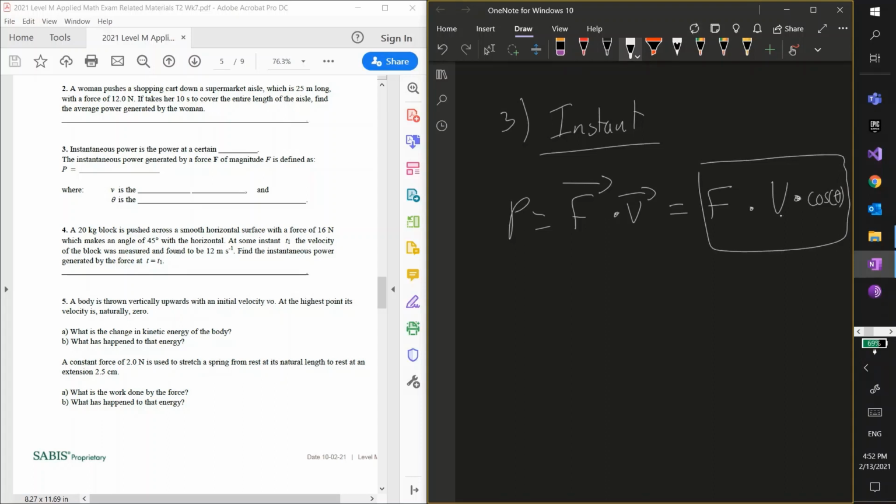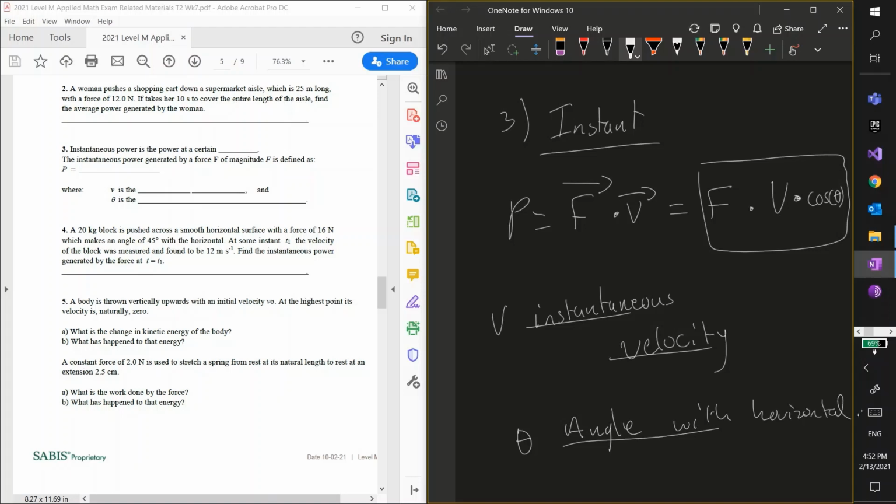Okay, where v is the instantaneous velocity, and theta, I'm not sure, theta is the angle with the horizontal, I believe. Okay.